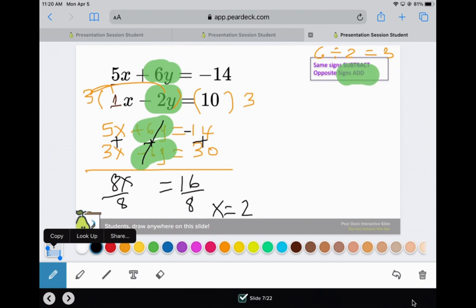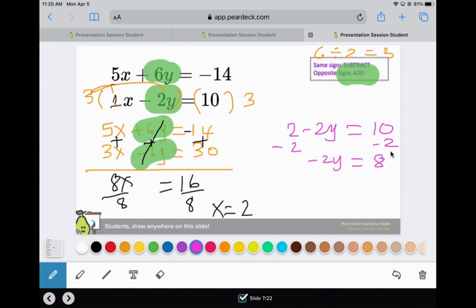Okay. Question so far? Then I can solve for y. I'm using the second equation because that is the one with the smaller values. So instead of x, that will be 2 minus 2y equals 10. Minus 2 on both sides. So this is 8 divided by negative 2. y is negative 4. Okay, so 2, negative 4. That's my answer.